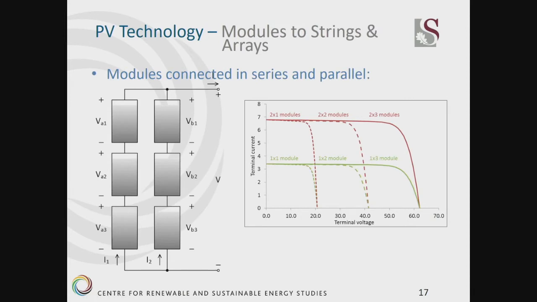To match the input of PV to an inverter input, we can connect modules in series or in parallel, as can be seen here. With modules connected in series, we increase the voltage, and with modules connected in parallel, we increase the current.